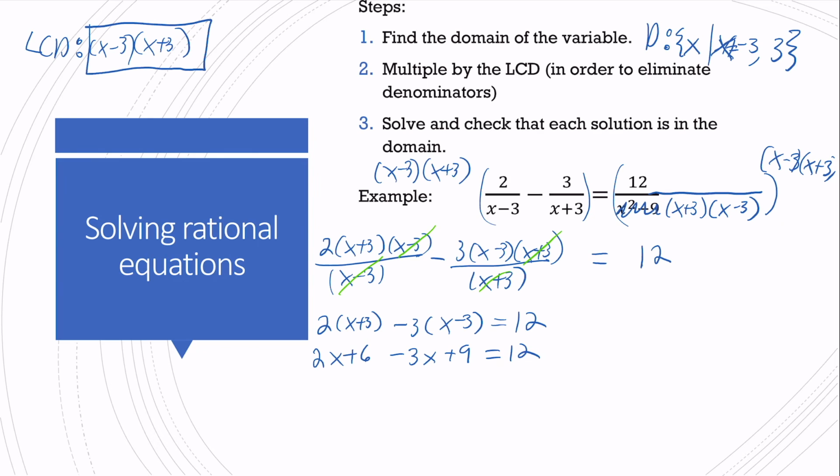So I went ahead and distributed my 2 and my negative 3. I can now combine like terms. I can move my constant to the other side, right? Everything after this first step should be skills from module 1.